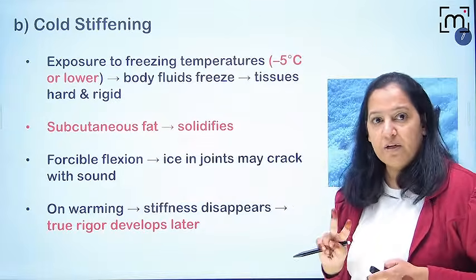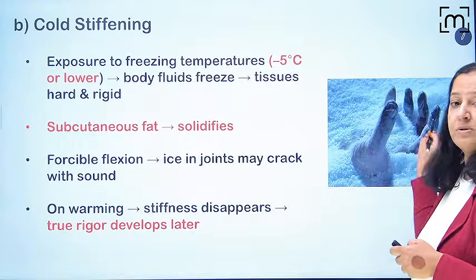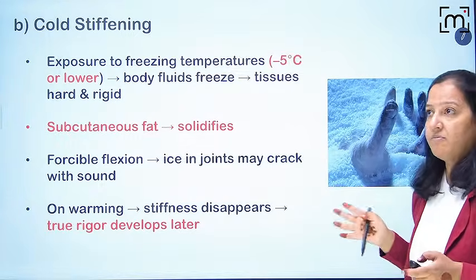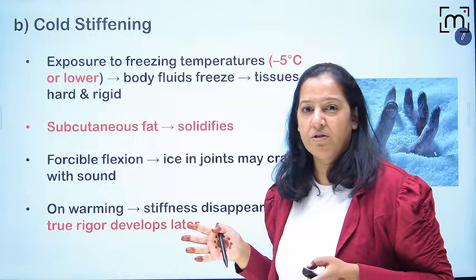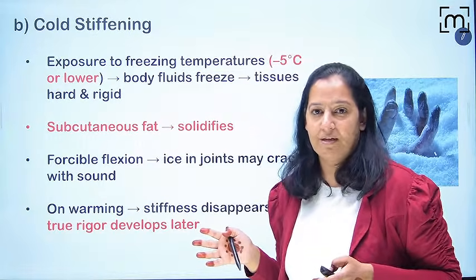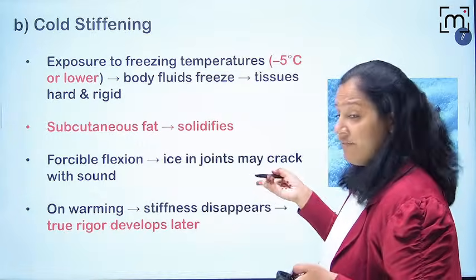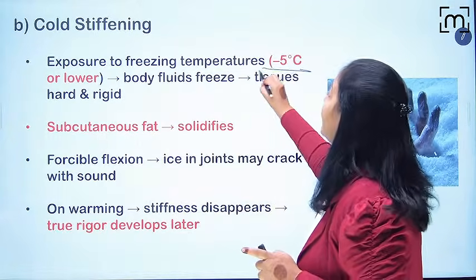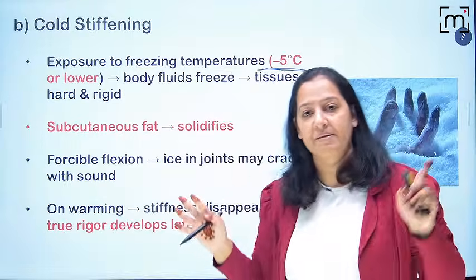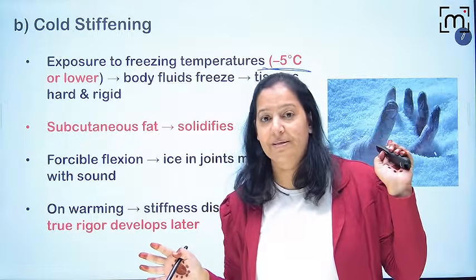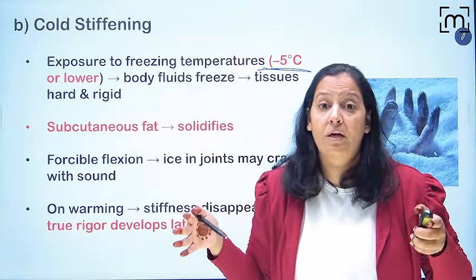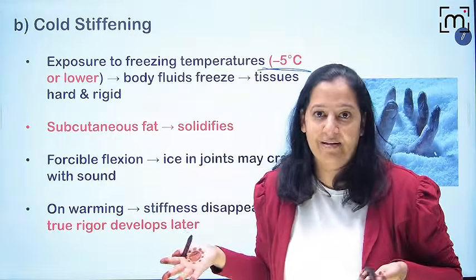Number 2, cold stiffness. Suppose the death occurs due to freezing. Someone is locked in a cold room. Have you watched that series? You don't watch series, movies, something. If the temperature is -5 degrees or lower for hours, the person will definitely die. For many hours, someone may be accidentally locked in cold rooms, in a freezer, like that.